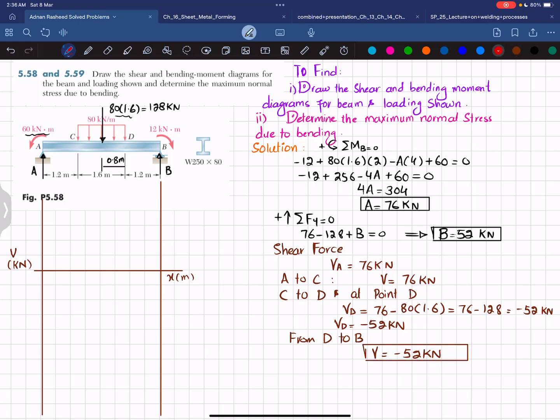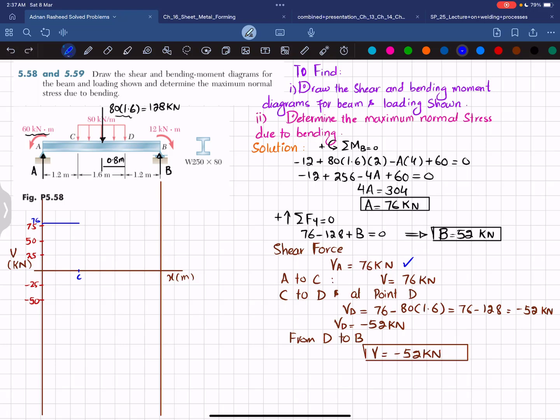So for that I will take the scale. Let's take 1 division equal to 25 kilonewton. So it is 50 and this will be 75. And the same is the case for minus 25 and minus 50. Okay. First at point A we have shear force of 76 kilonewton. So it will be somewhere here. So let this be 76. Now moving from A to C, this is your point C. From A to C you can see the shear force remains the same, so it will be horizontal.